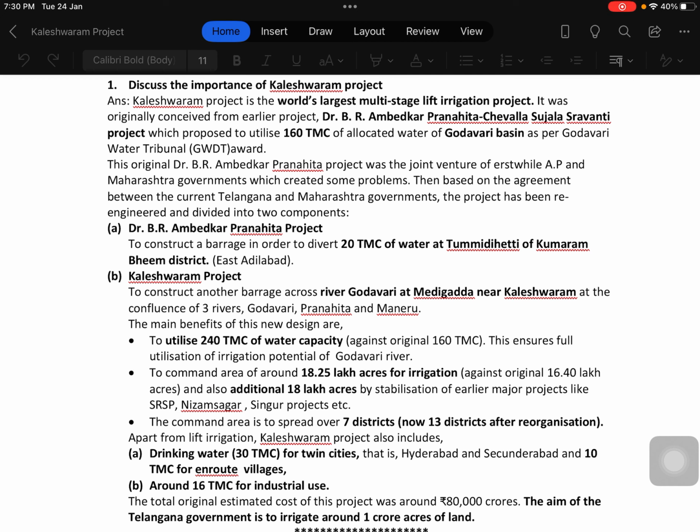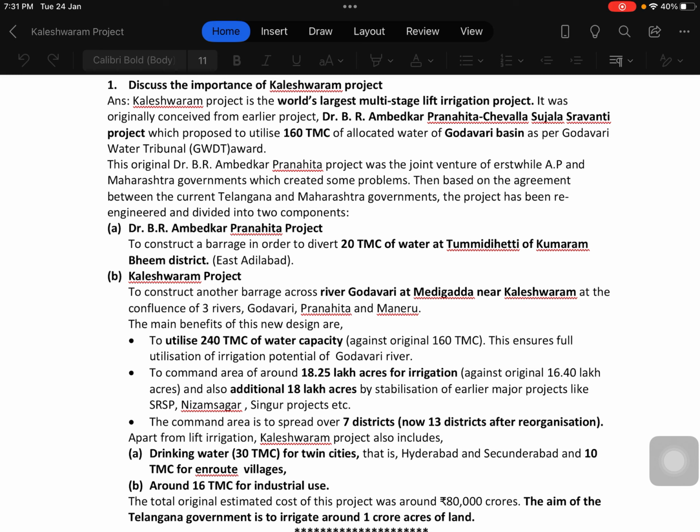The main benefits of this new design are, first, to utilize 240 TMC of water capacity as against the original 160 TMC. So this will ensure full utilization of the irrigation potential of the Godavari river. Earlier, the river potential was not being utilized. Now with this new project, the river Godavari will be utilized to its maximum capacity, and this is the most important thing. Second, a command area of around 18.25 lakh acres for irrigation against the original 16.40 lakh acres.